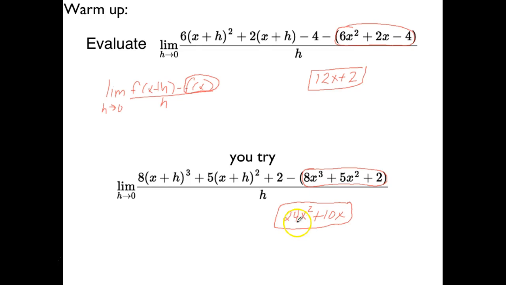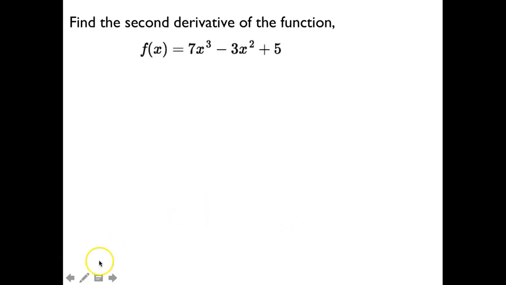Okay, let me show you some of the new stuff. All you're going to be doing today is what's called the second derivative. It's pretty self-explanatory. We're going to take the first derivative, and then we're going to take the derivative of that one. So, let's start it up here. I started us off with a really easy one. First derivative. It's going to be 21x squared minus 6x, and that's going to be 0. So there's my first derivative.